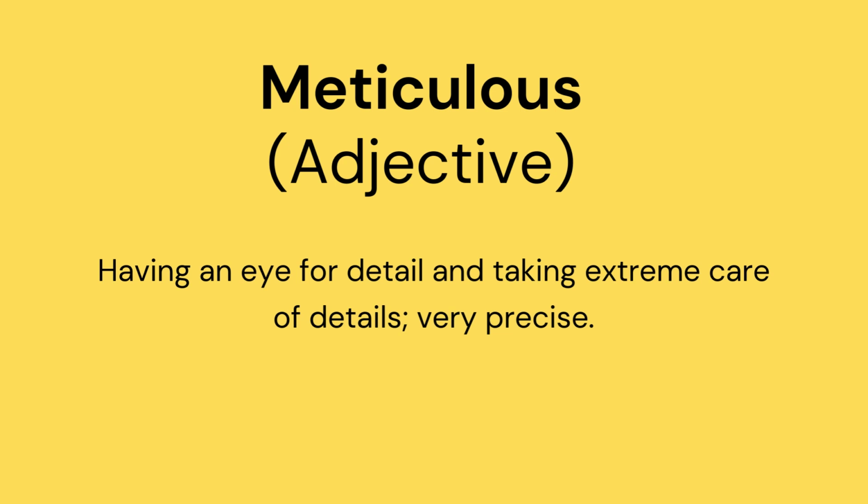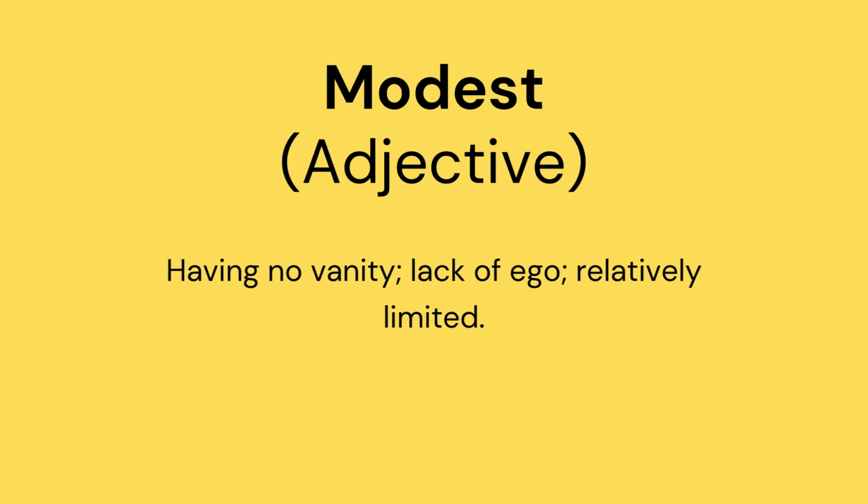Meticulous is an adjective, and it means having an eye for detail and taking extreme care of details. Somebody who is very precise. Modest is an adjective, and it means someone or something that's got no vanity, a lack of ego, or relatively limited.